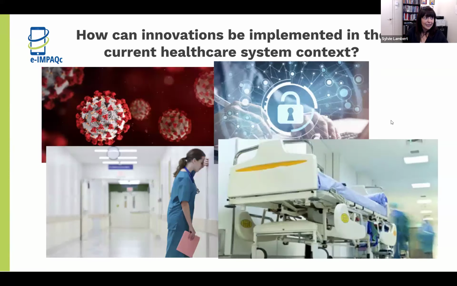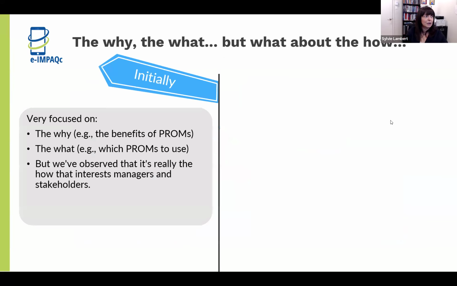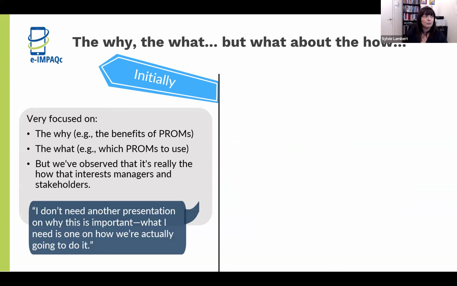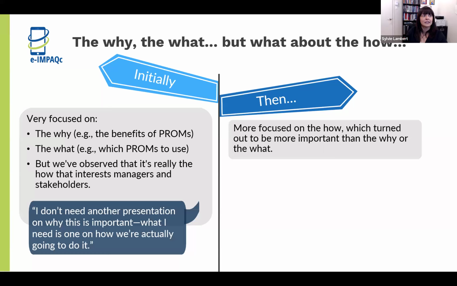So again, implementation science is a relatively new science. Initially when we started this project, my background, like I was saying, was RCTs and psychometrics. So I was very focused on, okay, what's the measure? When are we going to give it? And then I realized over time that what was more important to the clinicians was how we are going to do this. So less the what and the why, which is what I presented in the first part of my presentation, but more the how.